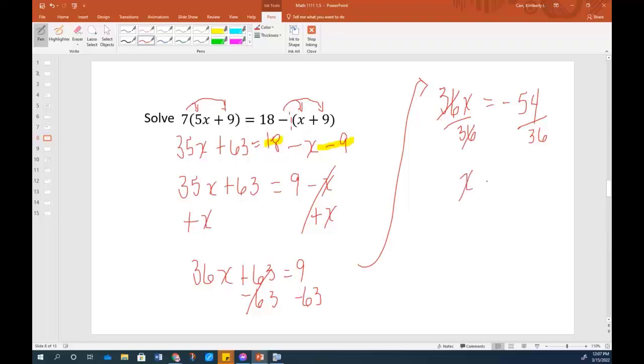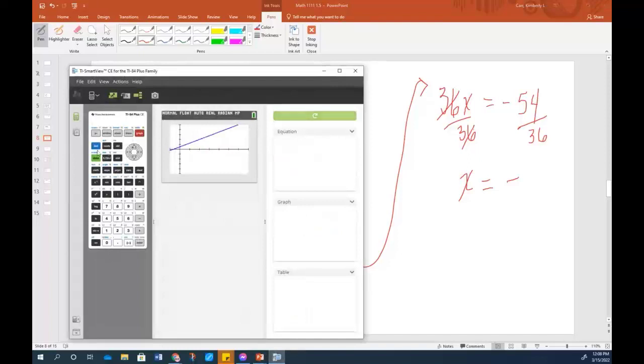36 cancels, x equals, and what I'm going to do, since I know this doesn't go in there twice, but they're both even, I need to reduce. So you can use a calculator to reduce, and I'll show you a quick way to reduce on your calculator. Negative 54 over 36. We'll go back to my mode, which I'm in my regular run screen. If you're in a screen you need to get out of, you just hit second mode, which is your quit option. And I can put negative 54 divided by 36.